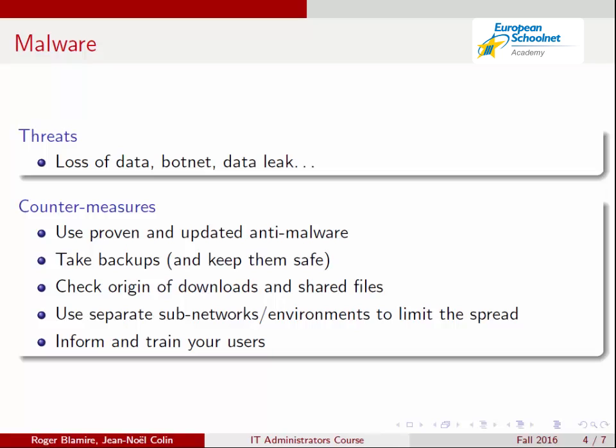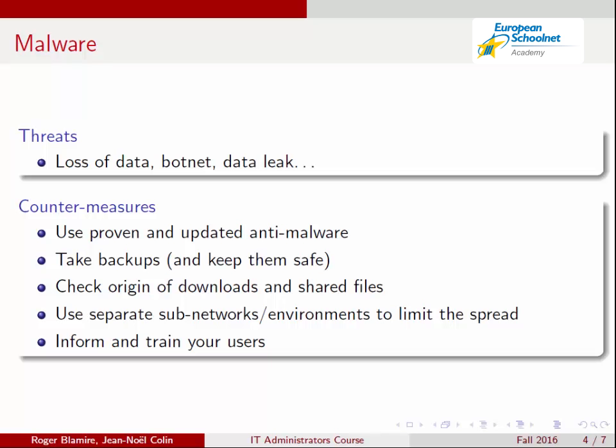Take backups, because sometimes malware makes its way through the anti-malware, and so you end up with a system which is infected, and the only way to recover is to restore the state from a backup. So take backups of your main data and keep those copies safe, outside of and unconnected to your main system. Check the origin of downloads and shared files. Be suspicious of any file coming from the outside. Be suspicious of any kind of shared media, USB keys, and the like.